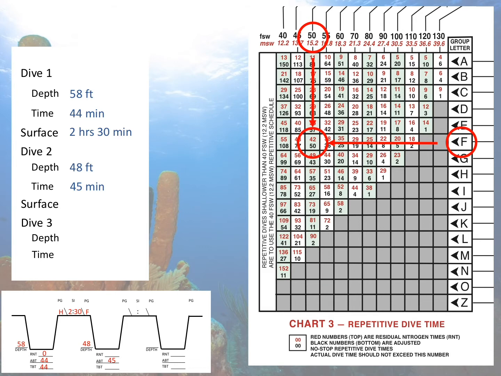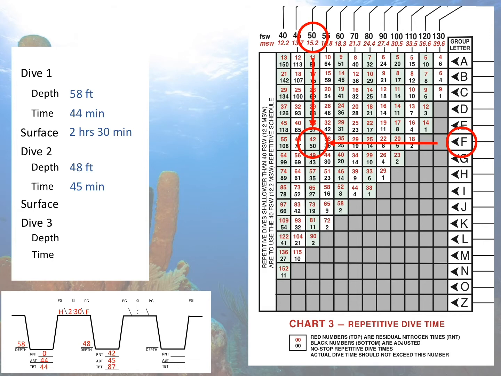In this example, the residual nitrogen time is 42 minutes. As a reminder, this means that when we start our second dive, we're effectively beginning with a head start or handicap of already being at our planned depth for 42 minutes. So we must add this to our plan and make sure we're still within the maximum no decompression time allowance. First, we write our residual nitrogen time on our worksheet, and then add this to our planned dive time for a total bottom time of 87 minutes.